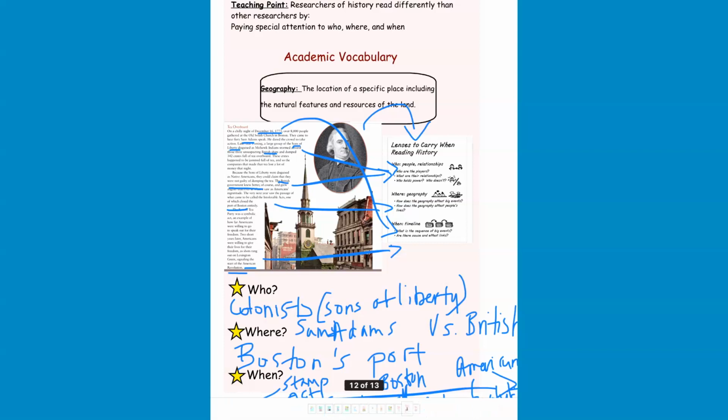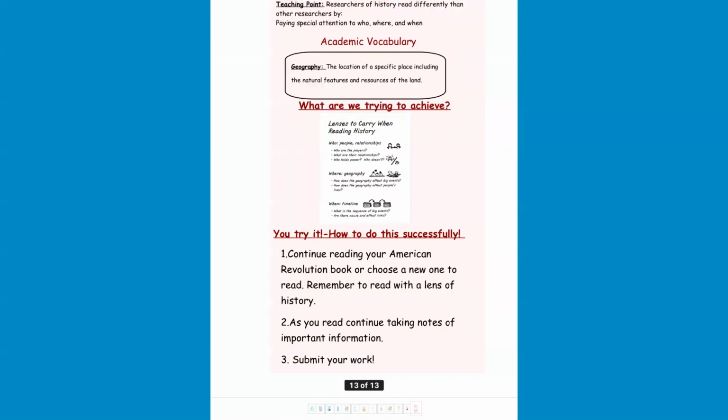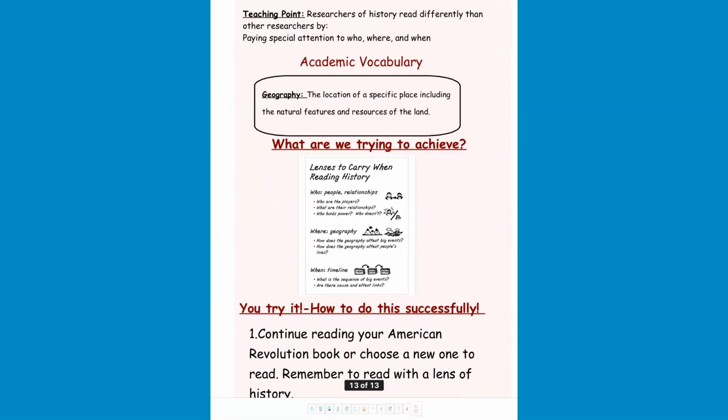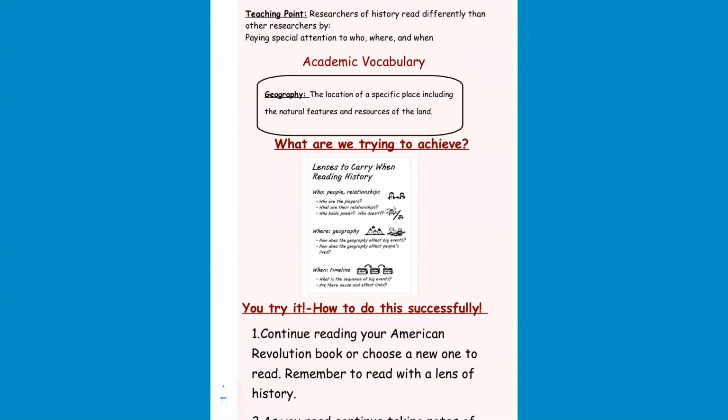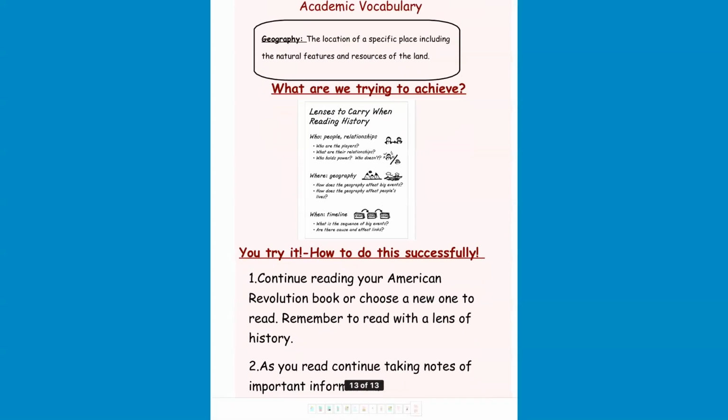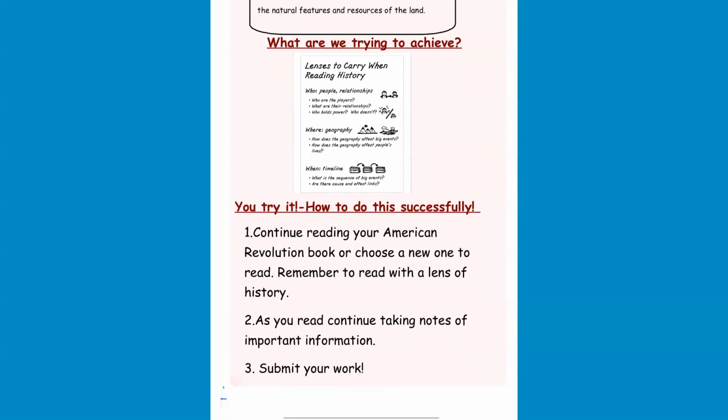You guys are going to try this work today. Remember that as researchers of history, we read differently. We pay attention to who, where, and when. You guys are going to get this chart today to help you with your work. We are going to continue reading our American Revolution books, and if we're done with one of them, we can choose a new one to read. Remember to read with a lens. You can use this chart to help you.